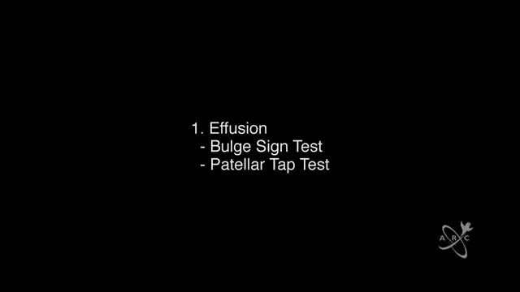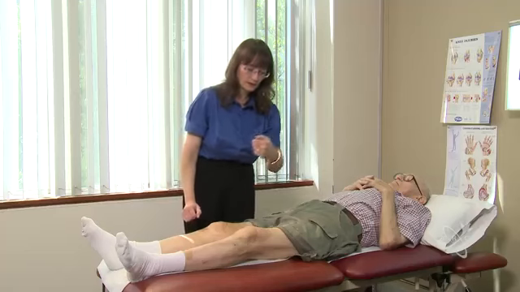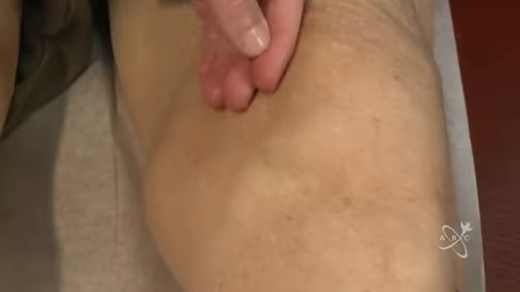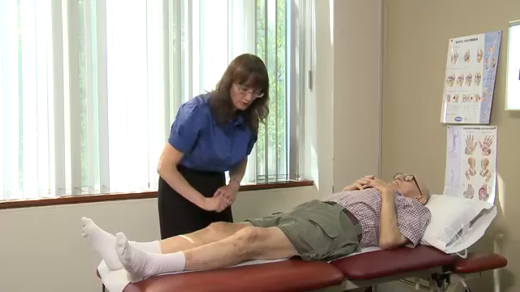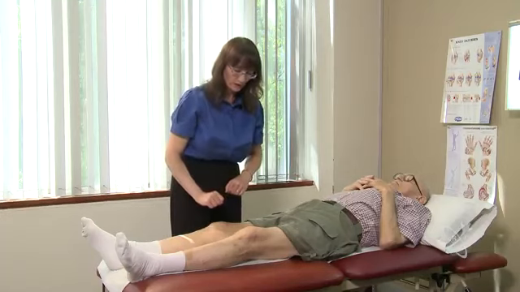There are 2 tests that we do to detect swelling. Because they detect different amounts of fluid, we use them in conjunction with one another. With this test, we sweep away the fluid from the medial side of the knee and then sweep it back in from the lateral side, looking for a bulge to appear medially, which indicates a joint effusion. And in this case, there's a bulge right here.